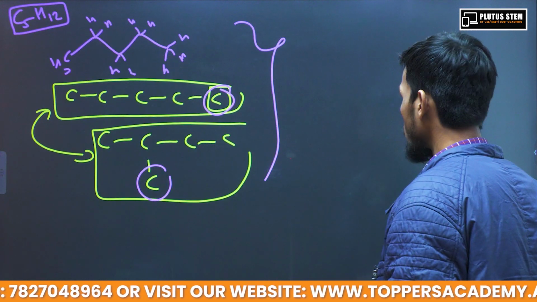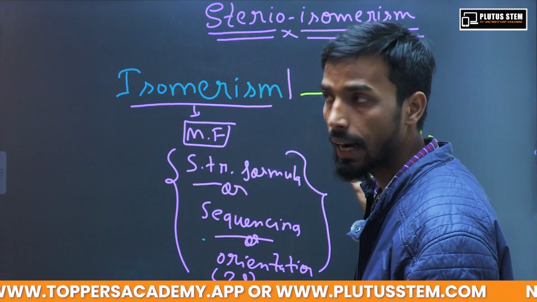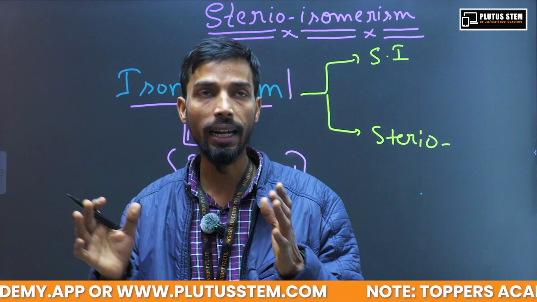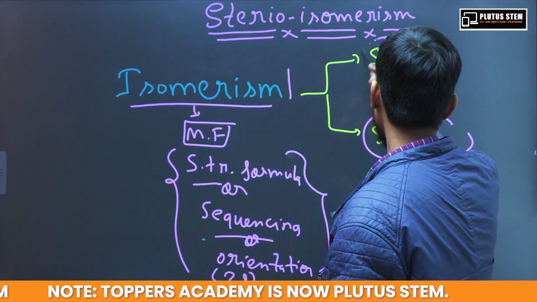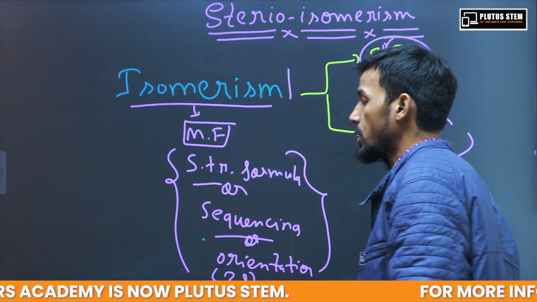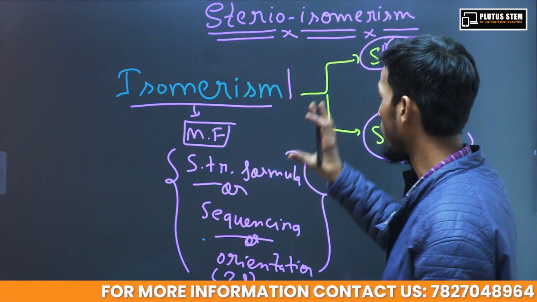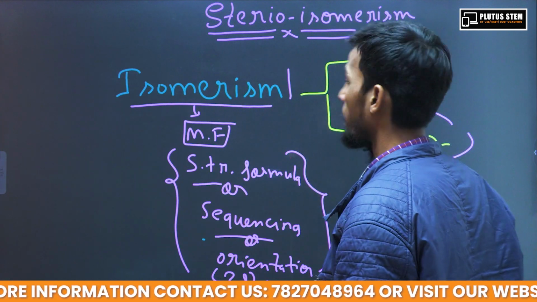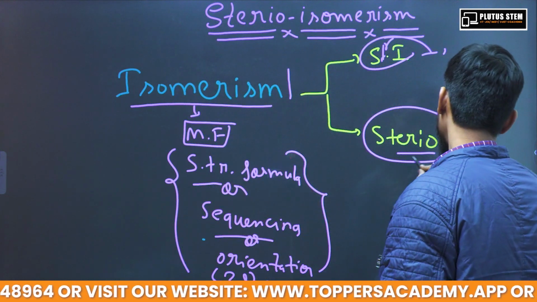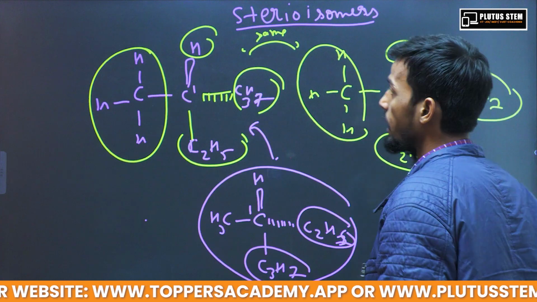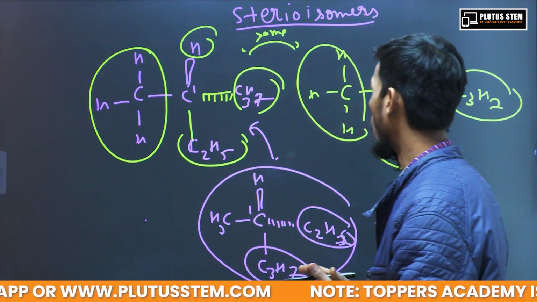Firstly, we have already discussed the isomers. The difference between isomers and stereoisomers is that isomers are structural isomers, having a difference in molecular formula or sequencing, but stereoisomers are due to a difference in orientation in 3D space.